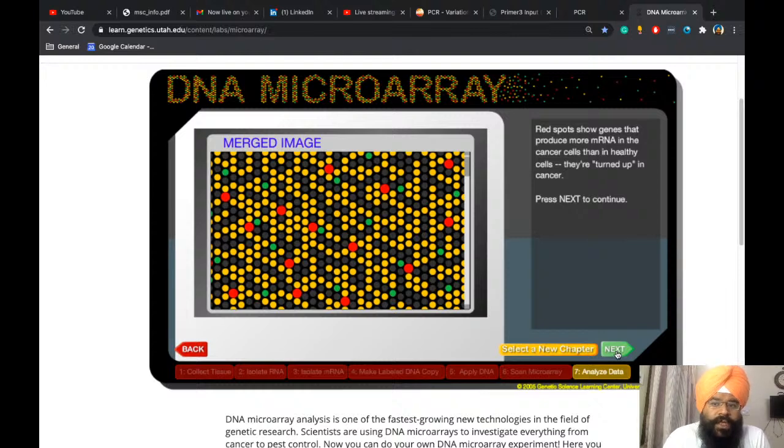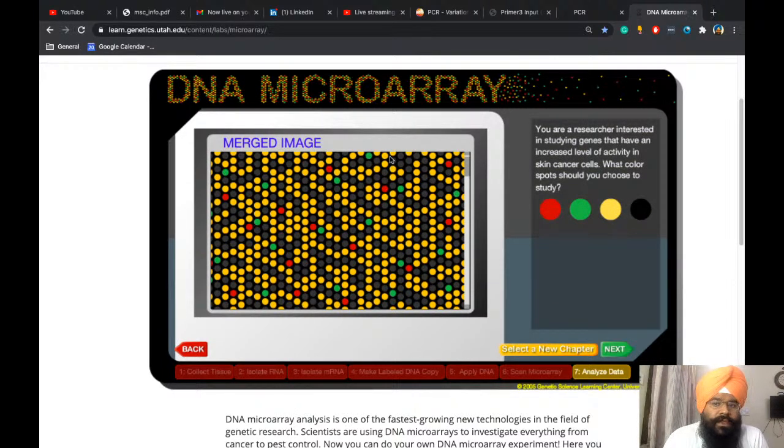Red spots show the genes which produce more mRNA in the cancerous cells than the healthy cells. So they turned up in the cancer cells. More mRNA was produced, and that's why we see these cancer cells mainly depending on this color. And the green spots show genes whose expression is turned down in the cancerous cells. They are not being expressed in the cancer cells.